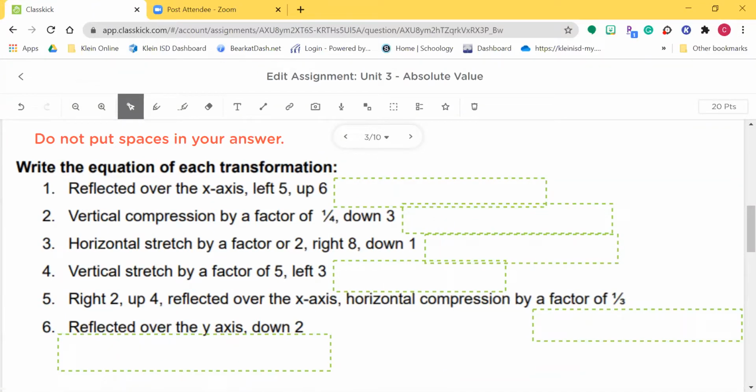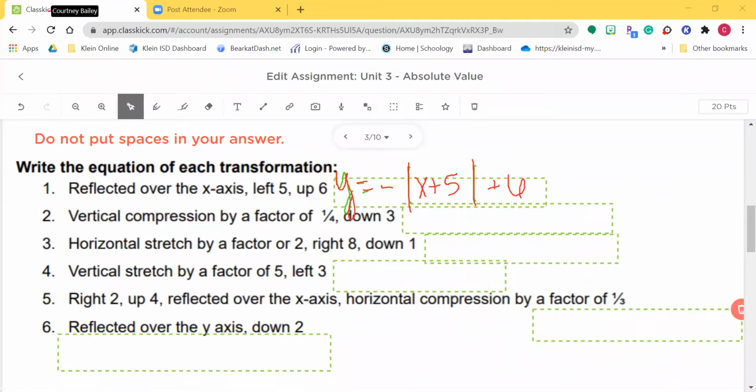So here are your 6 problems. Write it kind of messy. I need you answering my questions. Every single one of these should have a skeleton. Let me change that color. Okay. Reflect. What symbol goes with the word reflect? Negative. X-axis means I'm jumping up and down. So is it inside or outside? Outside. Left 5, plus or minus? Plus 5. Up 6, plus or minus? Plus 6.